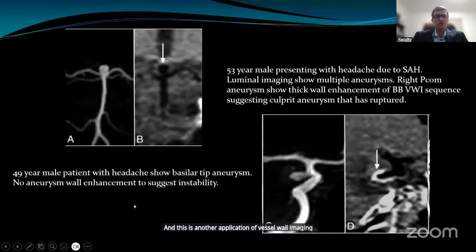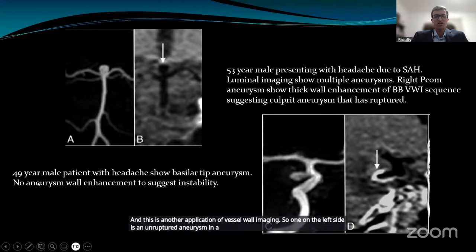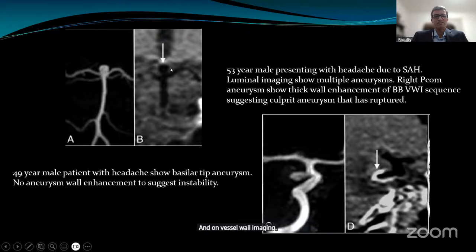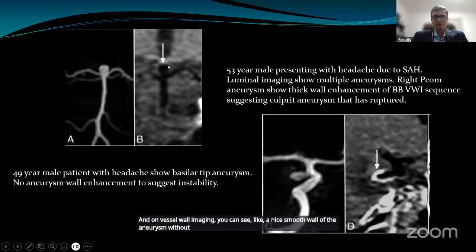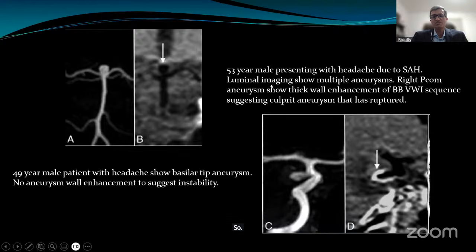So the one on the left side is an unruptured aneurysm in a 49-year-old arising from the basilar tip. You can see that on your MIP image. And on vessel wall imaging, you can see a nice smooth wall of the aneurysm without any enhancement. Whereas on your right side, you can see a 53-year-old presenting with headache due to subarachnoid hemorrhage. When they did luminal imaging, it showed multiple aneurysms, okay?